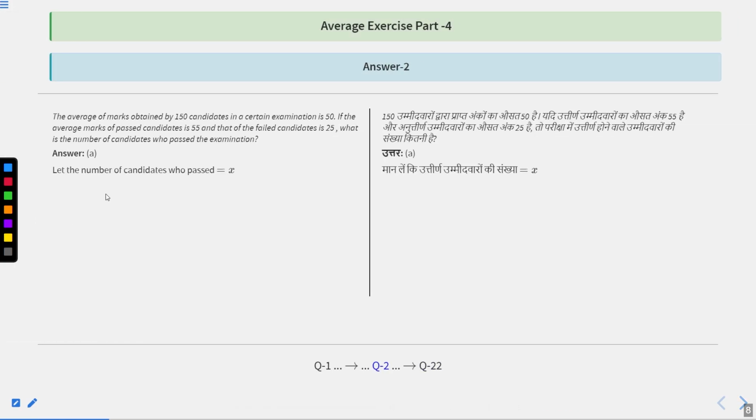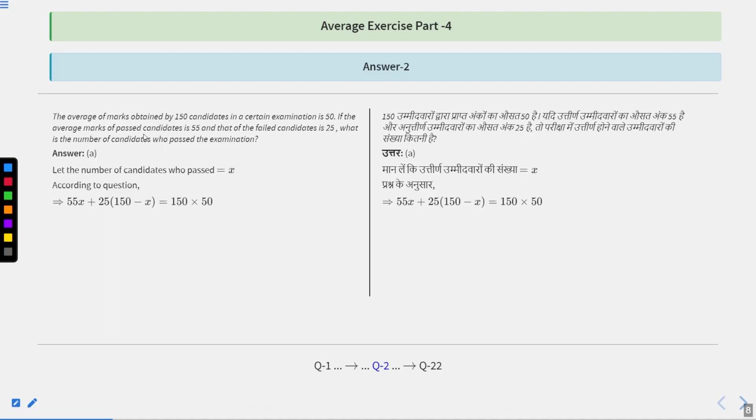Now, first we let the number of candidates who passed the exam be x. Clear? We let the number of candidates who passed be x. So what will be the number of candidates who failed the exam? 150 minus x. So according to the question, we can make this equation.